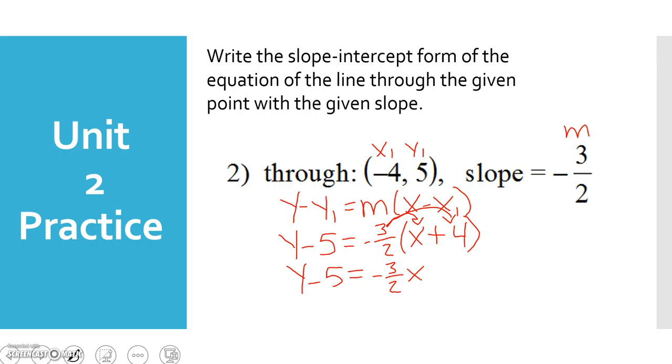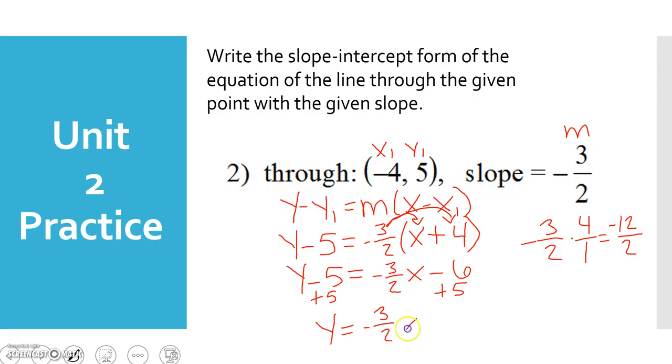And negative 3 halves times 4, you can type this in your calculator, just negative 3 divided by 2 times 4, or to multiply a fraction by a whole number, we just put this whole number over 1 and multiply straight across. So negative 3 times 4 is negative 12, 2 times 1 is 2, and negative 12 divided by 2 is negative 6. Alright, then we want to get y by itself, so we want to add 5 to both sides. So our equation turns out y equals negative 3 halves x, and then negative 6 plus 5 is a negative 1. So that is our equation.